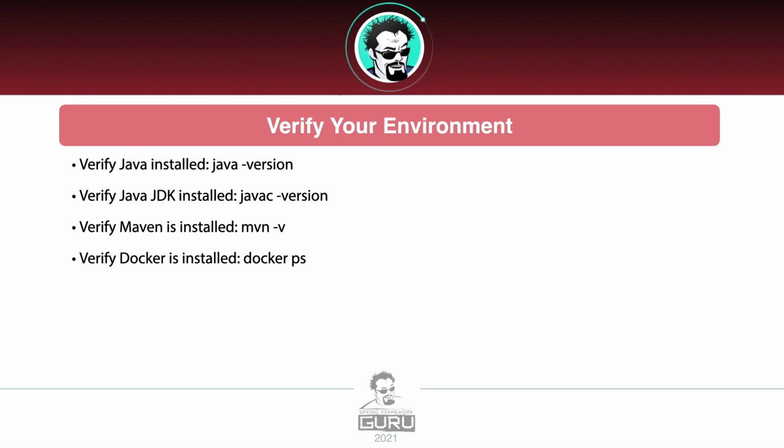Maven, from the command line, ideally you'll be able to run mvn -v to show the version. And then Docker, of course, we want to see docker ps.